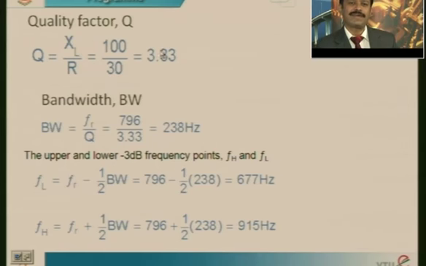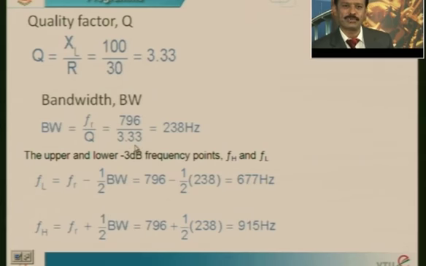Coming to the quality factor. Quality factor can be found by using this formula: inductive reactance divided by resistance. 100 by 30, you will get 3.33. For this, there are no units. Later, bandwidth can be computed as the resonating frequency divided by the value of Q factor.